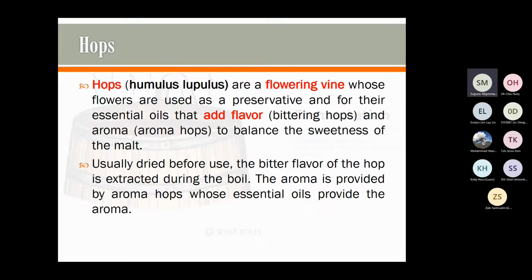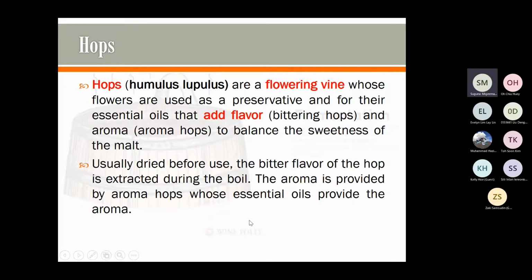So the hops, okay, hops. The scientific name of hops is Humulus lupulus, and it's actually a flowering vine, where the flower is used as a preservative, and the essential oil adds the flavor. The bitter taste of the hops is the one that is actually needed in our beer, and it balances the sweetness of the malt.